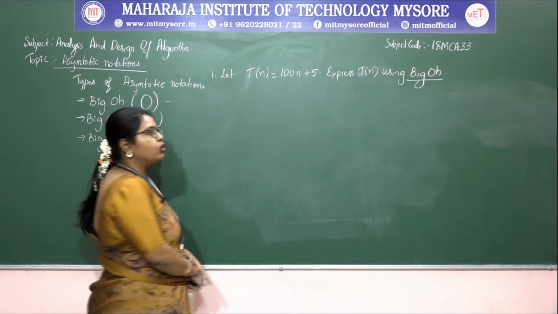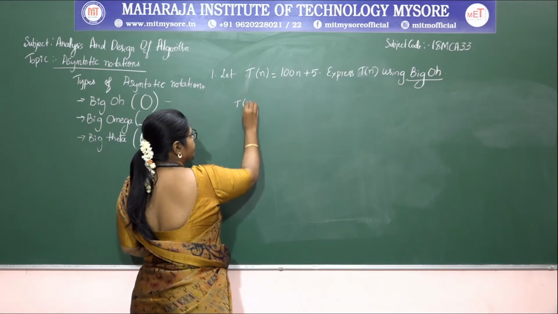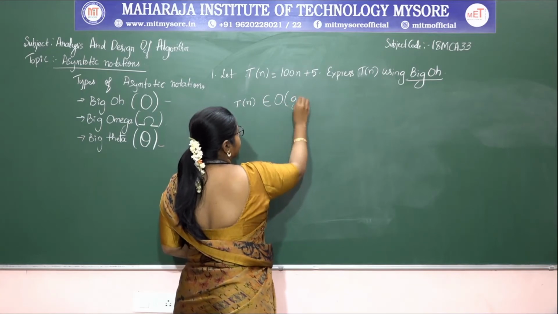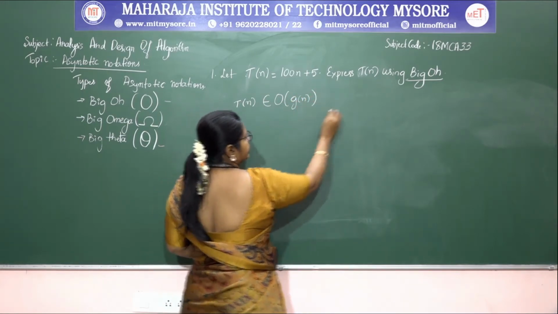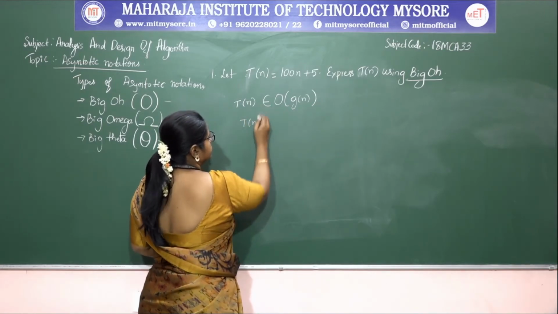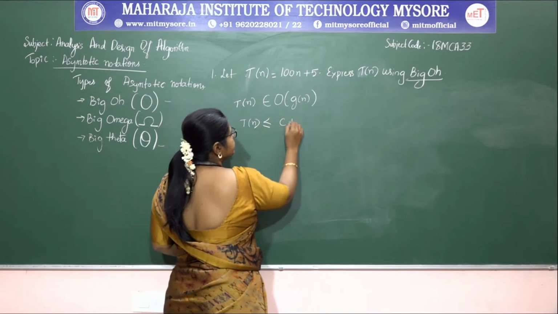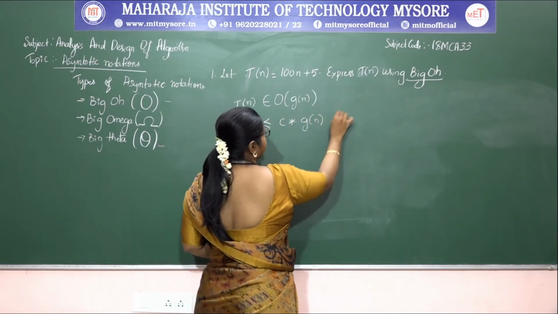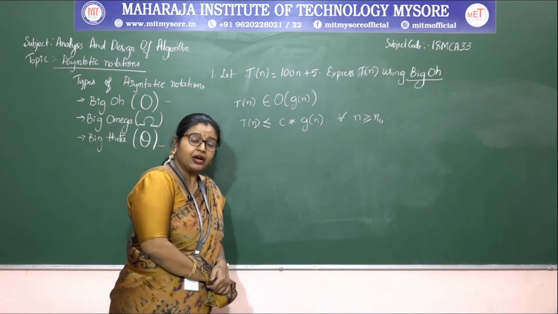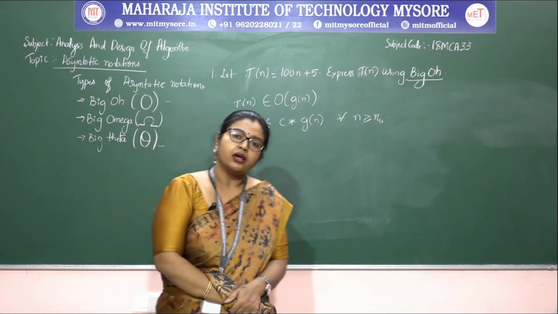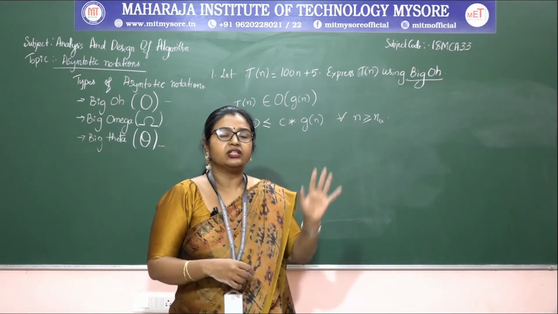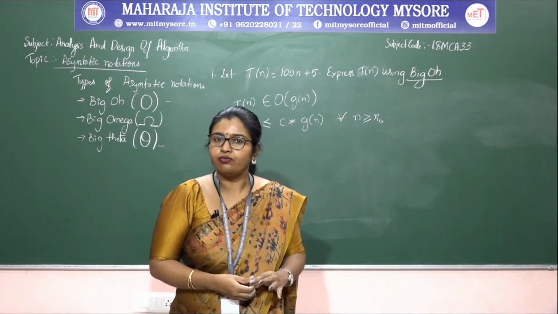Therefore, according to the big O notation, T of n is said to belong to big O of g of n if and only if T of n should be lesser than or equal to C into g of n for all n greater than or equal to n naught. It might be equal to g of n, but it should not go lower than C into g of n at any point of time.